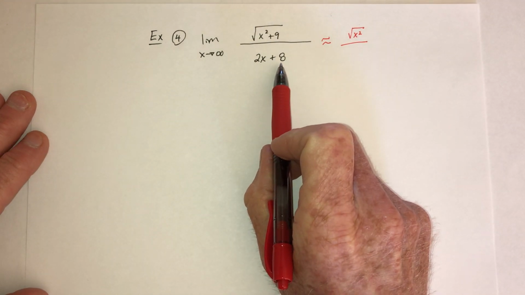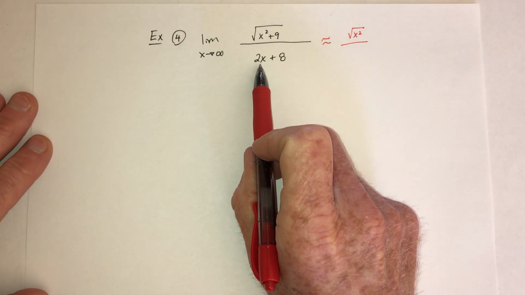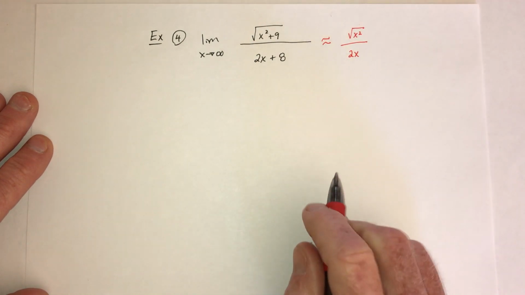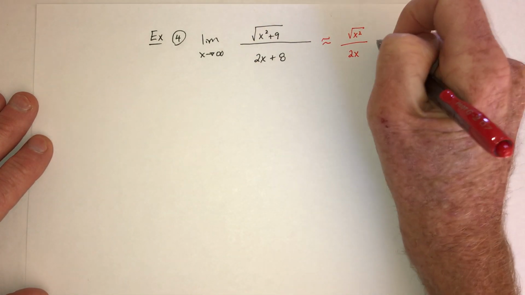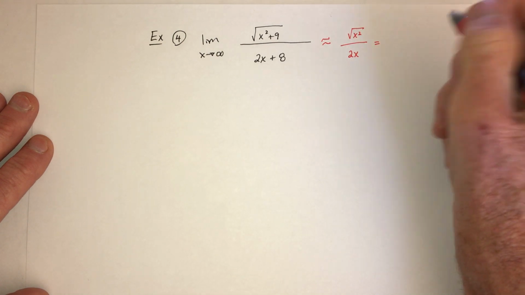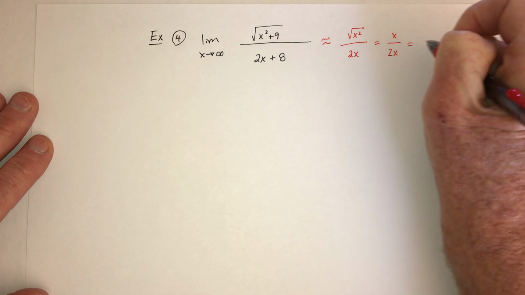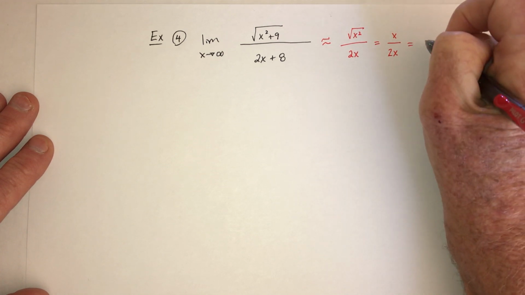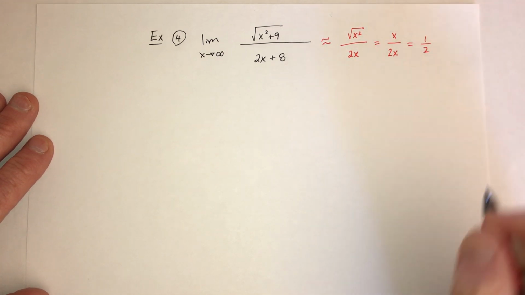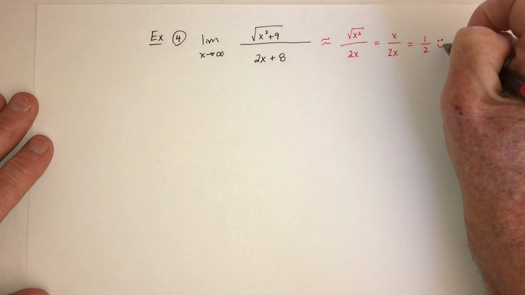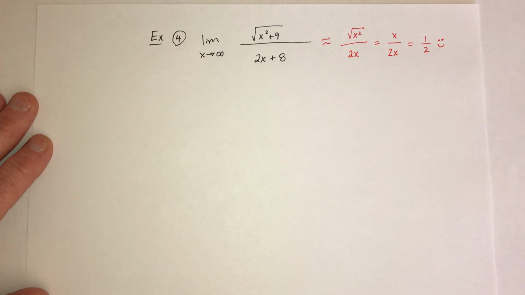On the bottom, I don't really need the 8. This is the most powerful term. So on the bottom, I could approximate it by saying it's 2x. On the top, the square root of x squared is just going to be x. So it's going to be x over 2x. And after the x's cancel, we're left with 1/2. So my estimate is that the answer should be 1/2.